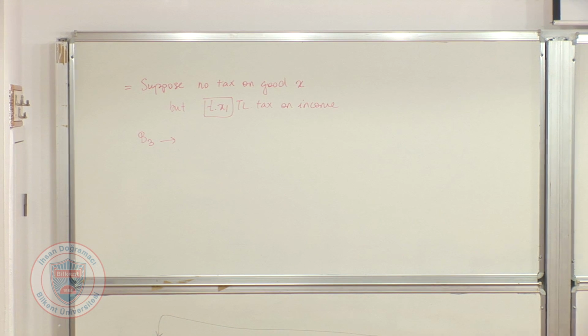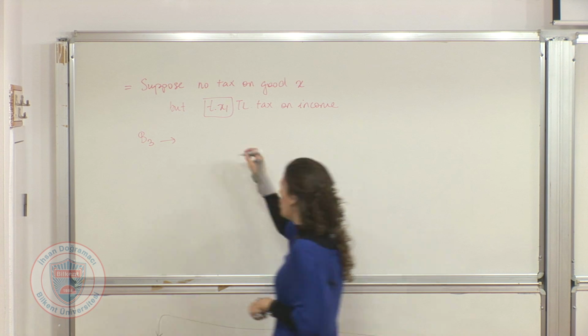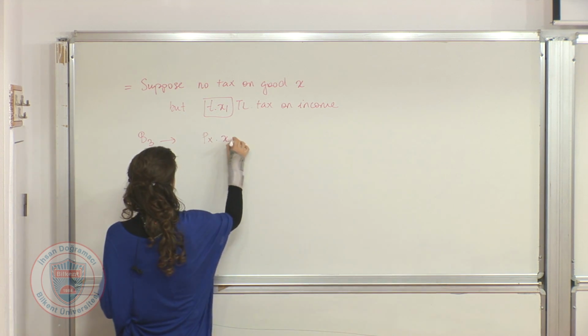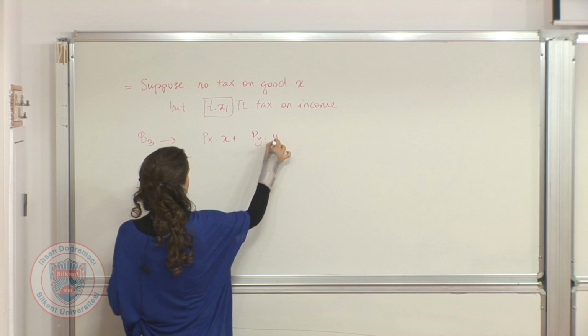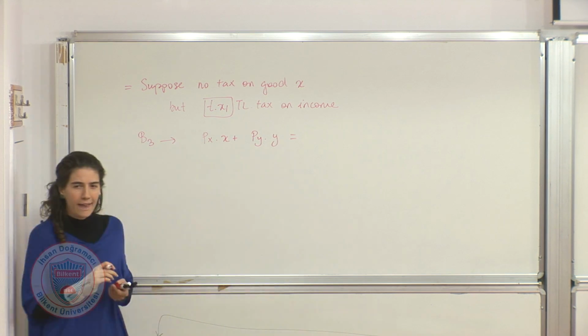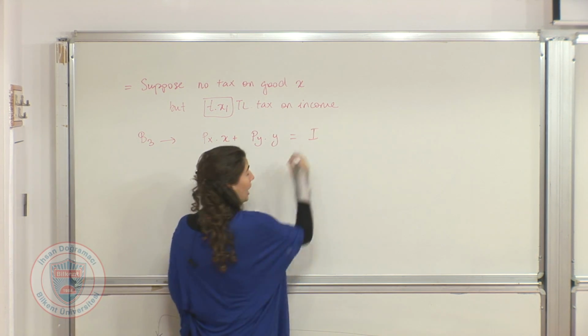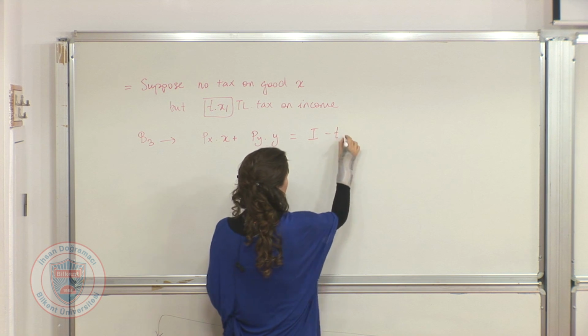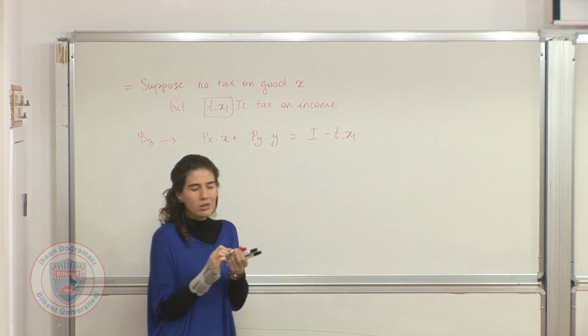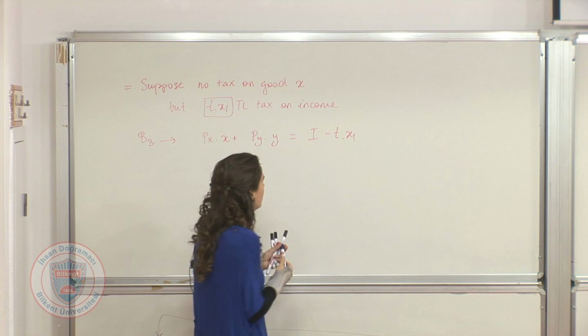So then B3 is what? Px times X plus Py times Y equals I minus T X1. Let's call this I prime, so this is the new income level.